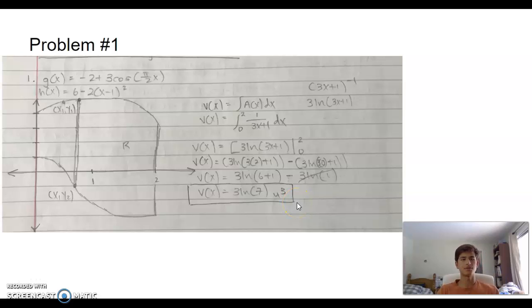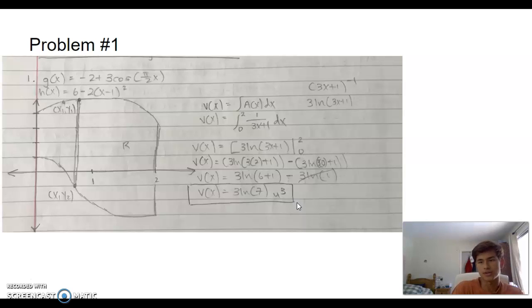Okay, so these are the test three solutions. So problem one, you were asked to find the cross-sectional volume between the two functions, -2 plus 3 cosine pi over 2x and h of x equals 6 minus 2x minus 1 squared. And then it was bounded by x equals 0 and x equals 2. So you've got this picture here, you got the labeled slice.